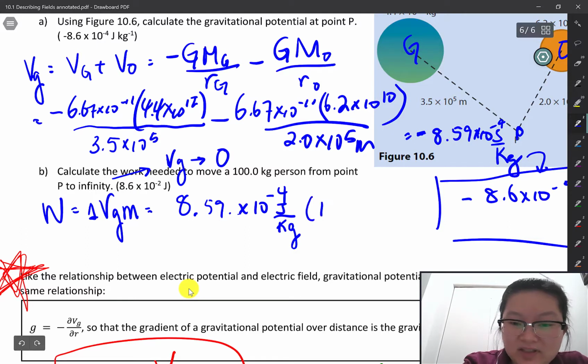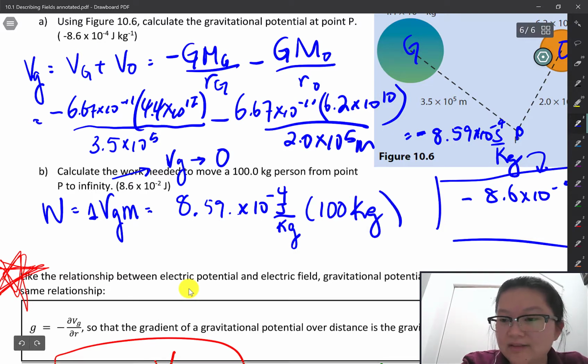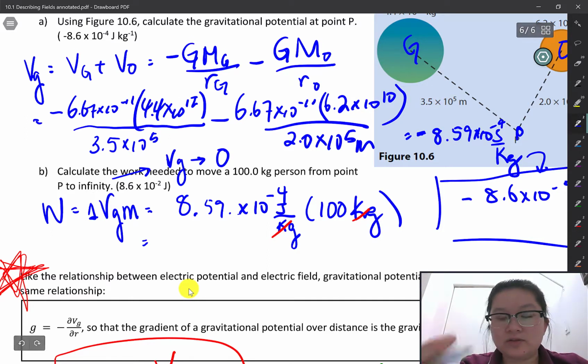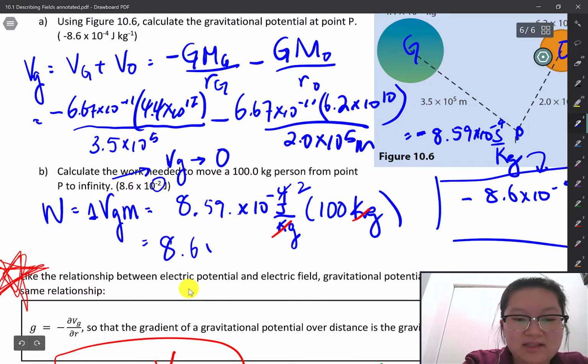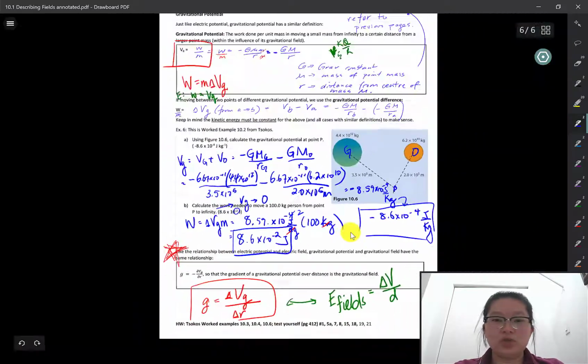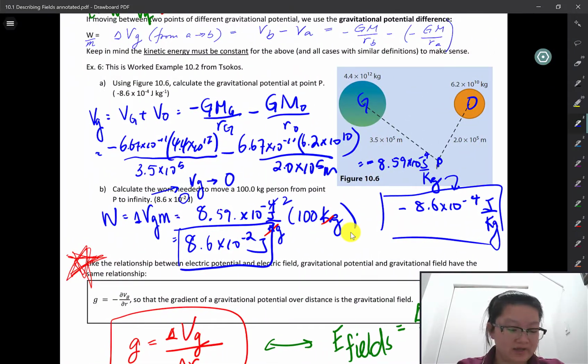Okay, so the mass of this person is 100 kilograms, and the units cancel out nicely. Kilograms cancel out. After I multiply by 100, this is just 2 decimal places. Hence, this negative 4 gets changed to a negative 2, and my number is essentially the same: 8.6 times 10 to the power of negative 2 joules to move this person from that point to infinity. Positive work needs to be done. So notice that for gravitational potential, masses always attract, meaning if you pull them further away, you're always increasing the potential energy between the two. Okay, so there we go.